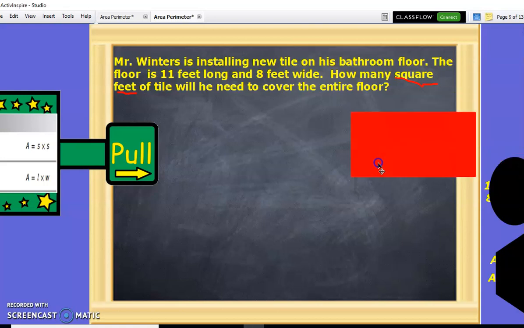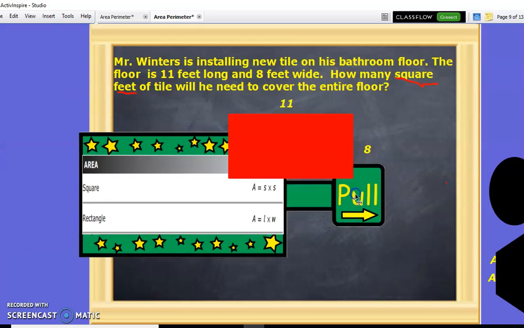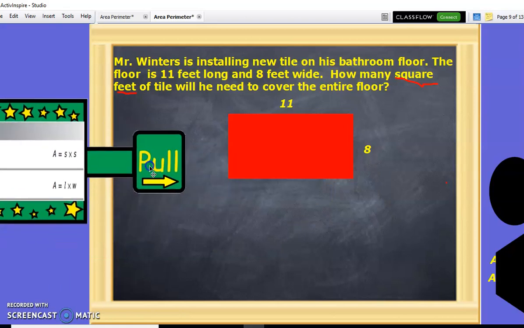First, we're going to draw our geometric figure, which is a rectangle, and we're going to label our known parts. Then we're going to use this formula to calculate the area. A is equal to 11 times 8.